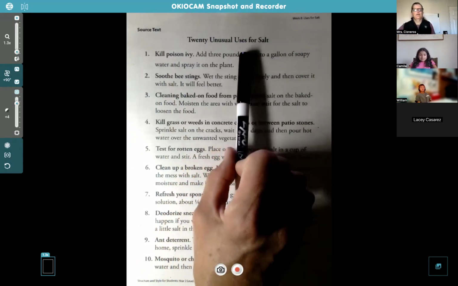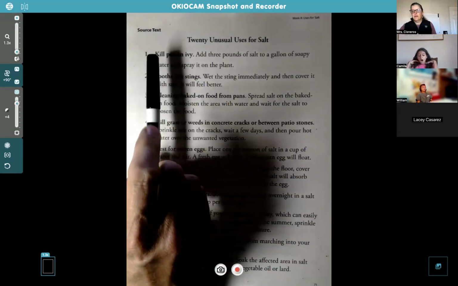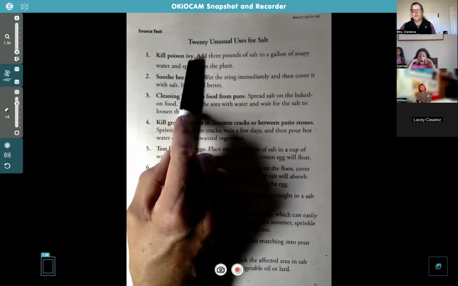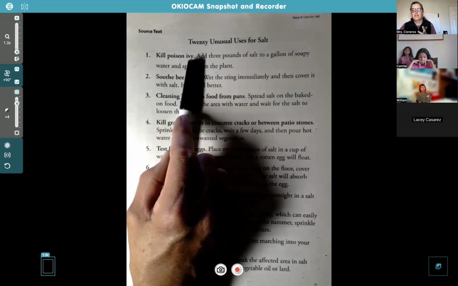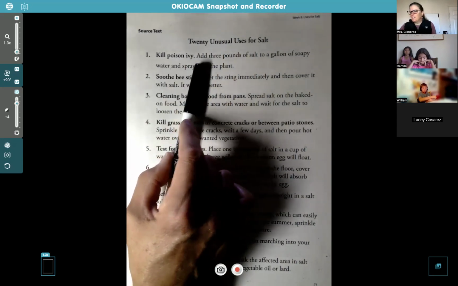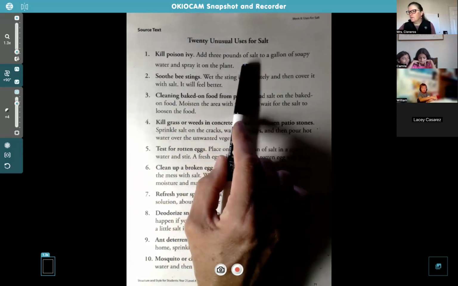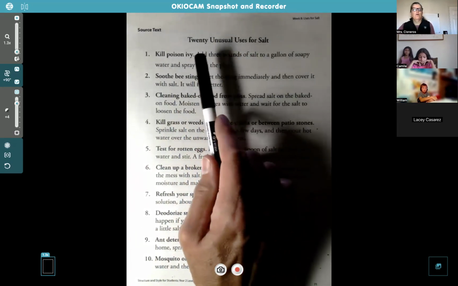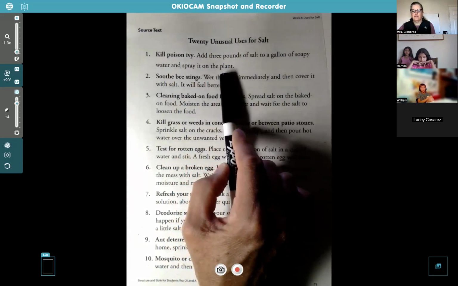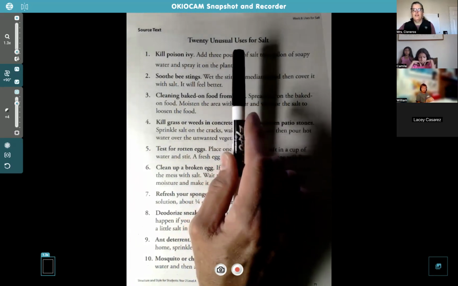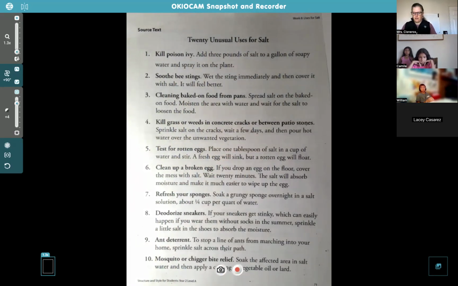20 unusual uses for salt. Number one, kill poison ivy. You guys know what poison ivy is? Okay. Usually it's like at the beach or sometimes in the mountains. It's the type of plant, if you touch it, you immediately get itchy and you cannot get rid of it. It's really bad. So you don't want to touch that stuff. And it says add 3 pounds of salt to a gallon of soapy water and spray it on the plant. And that'll kill the plant. So if you accidentally have some poison ivy growing in your backyard and you don't want it there, here's a tip for you. This is how you can get rid of it.